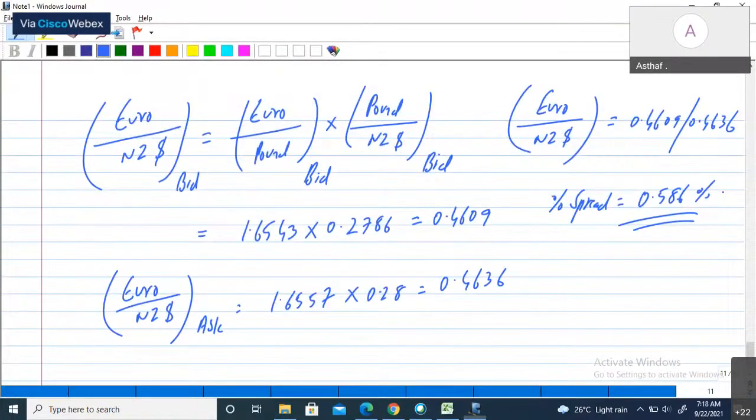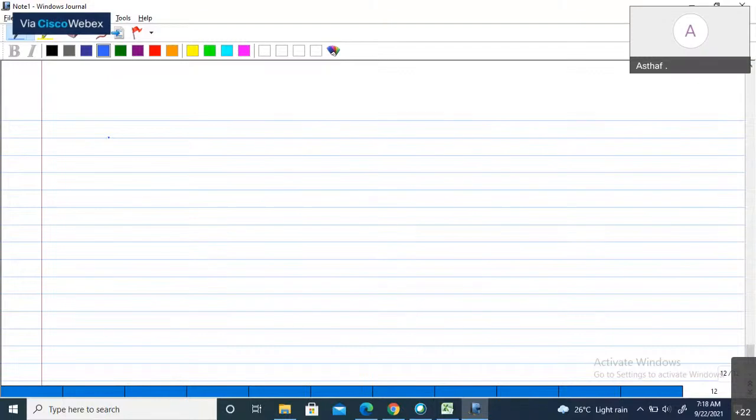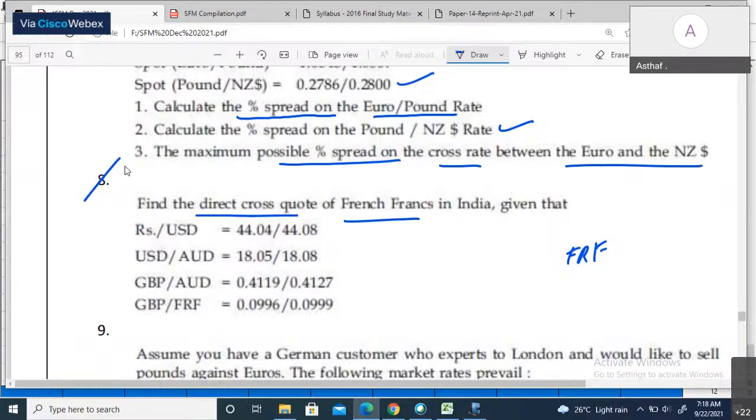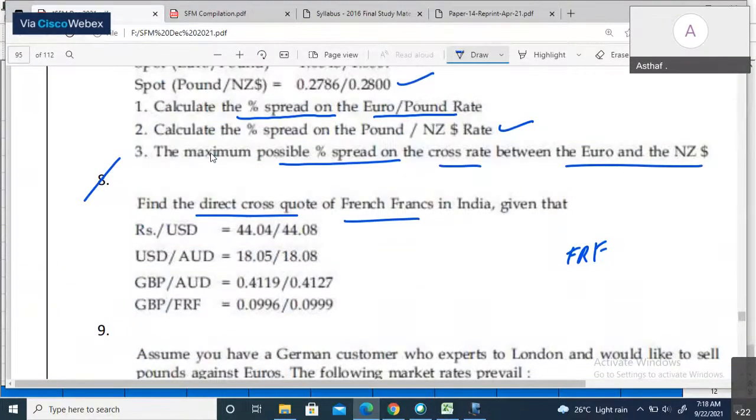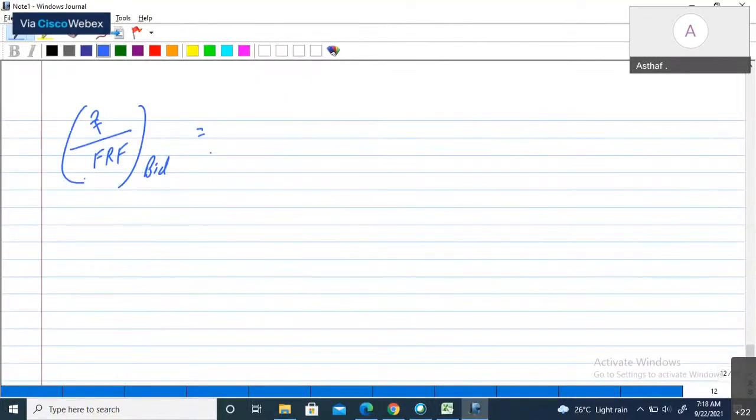So I told you already, the foreign currency has to come in the denominator. So this will be the formula, then only it will be direct quote for FRF in India. You have learned it. So rupees to FRF, you have to find out both bid and ask. I will give you time. Let's see how many of you are able. Only cross rates, three are there. I am also ready. Let's start.